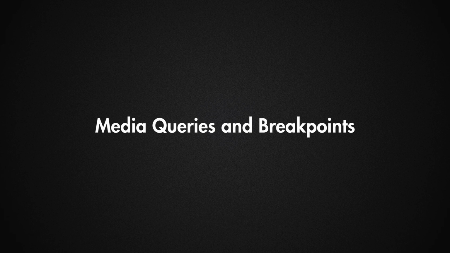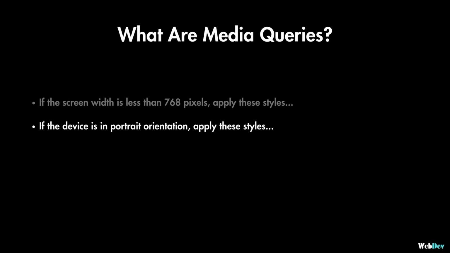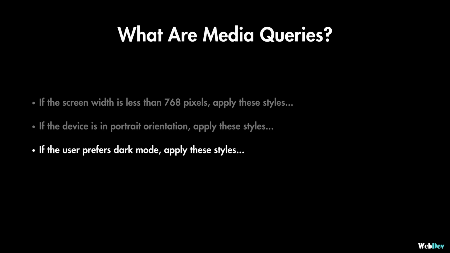Media queries are essentially conditional rules in CSS. They let us say things like: if the screen width is less than X pixels, then apply these styles, or if the device is in portrait mode, then apply these styles, or if the user prefers dark mode, apply these styles, if they prefer light mode, apply these styles, and so on.